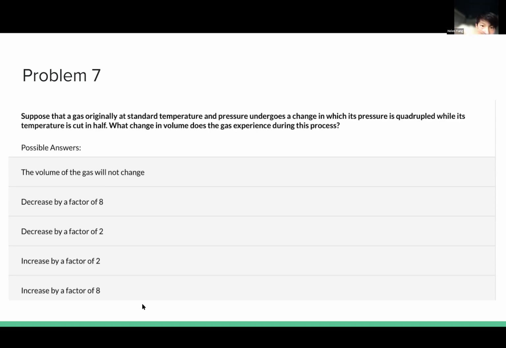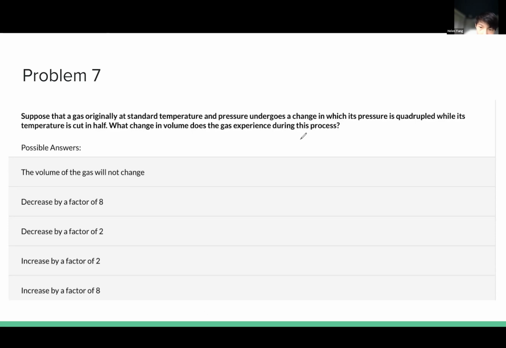Okay, so in this question it says, suppose that a gas originally at standard temperature and pressure undergoes a change in which its pressure is quadrupled and its temperature is cut in half. What change in volume did the gas experience through this process?